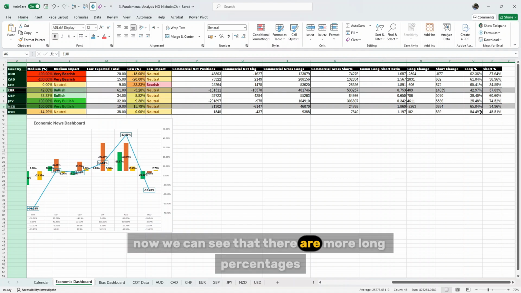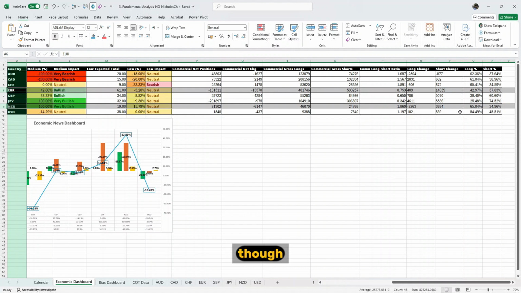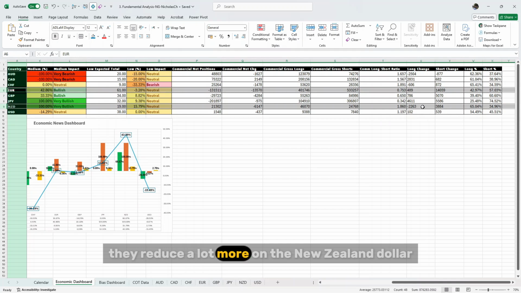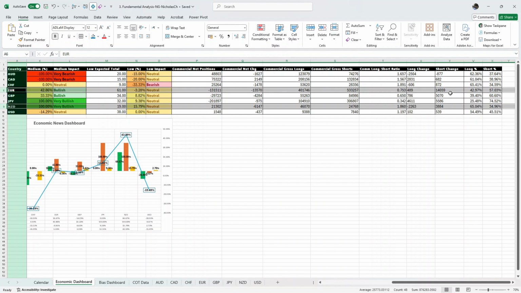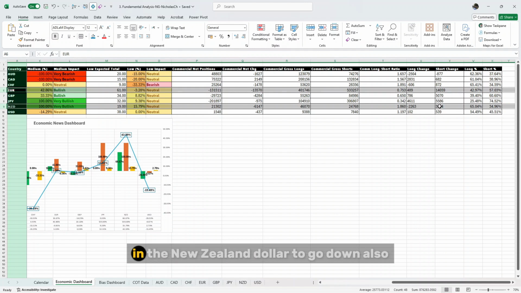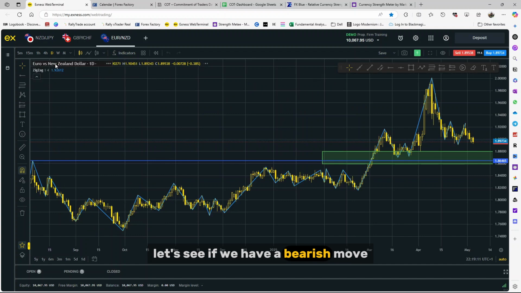Now we can see that there are more long percentages and short percentages on the New Zealand, meaning they are going hard on the New Zealand, though they reduce a lot more on the New Zealand dollar and increase their shorting trades. Then they also increase their long, but they increase more of the shorts on euro than they increase the long trades on euro. So they are trusting the euro to go down for a while, though they have more trust in the New Zealand dollar to go down also. This is not really a good move, but taking that into account and looking at what we have on the chart, let's see if we have a bearish move.